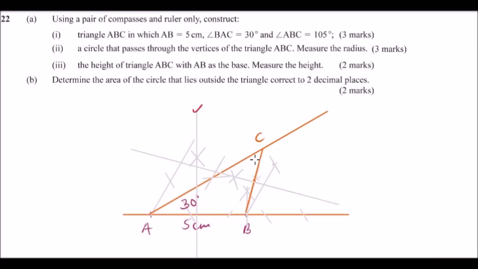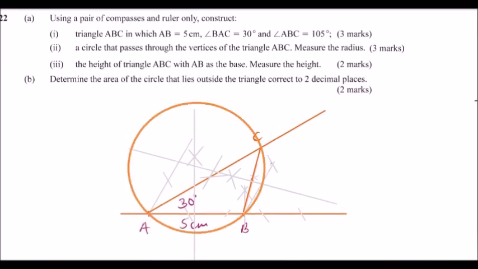You can see now this is the bisector of AB, this is the bisector of BC. They meet at this point. Now, using that point as the center of the circle, extend your compass to where we have C, or A, or B, and make a circle that touches the 3 vertices of the triangle. This is the circle that I've constructed, and it touches the 3 vertices of the triangle ABC.